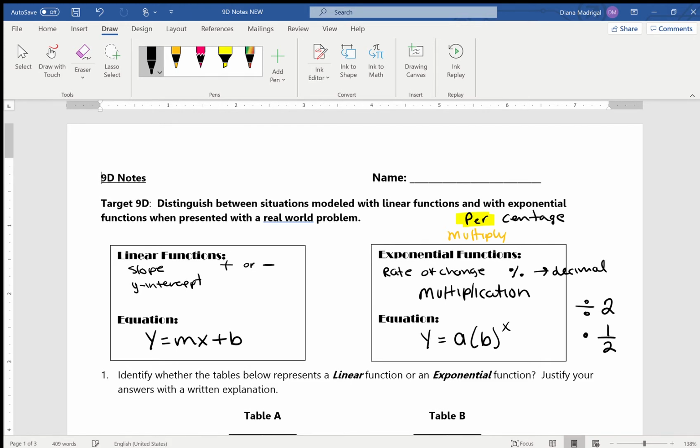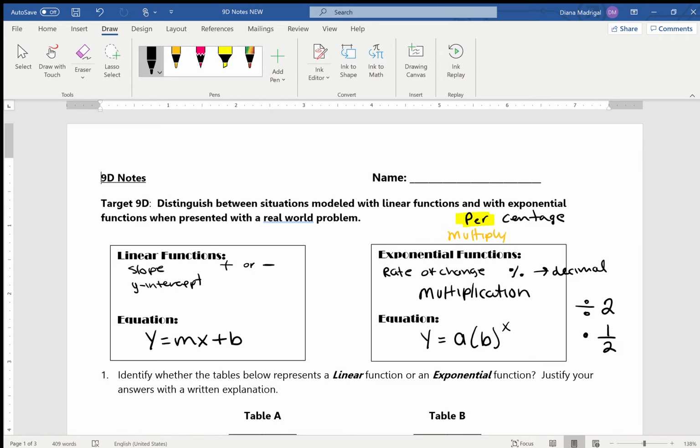What's the opposite of 2? Remember, 2 has an imaginary 1 because 2 divided by 1 gives me 2. The reciprocal of 2 over 1 is 1 over 2. You switch it. So keep in mind that when you're dividing, you're actually going to have to be multiplying by the reciprocal of that number, because remember, exponential is always multiplication, no matter what.